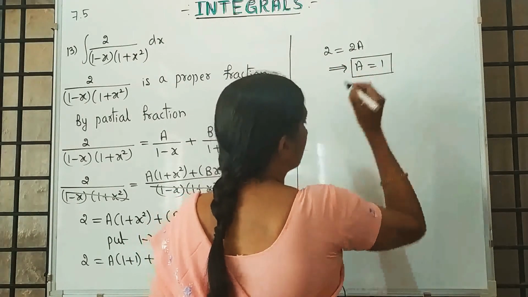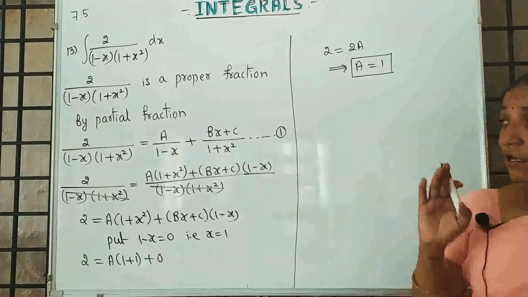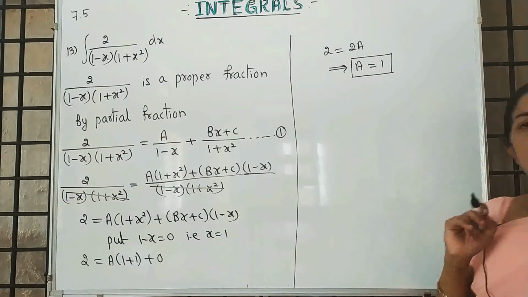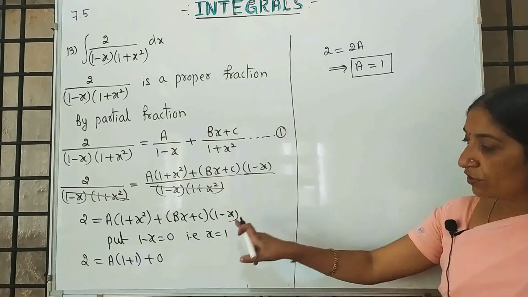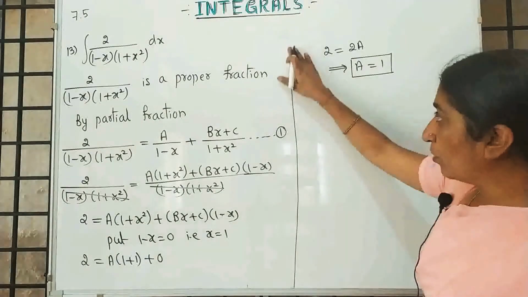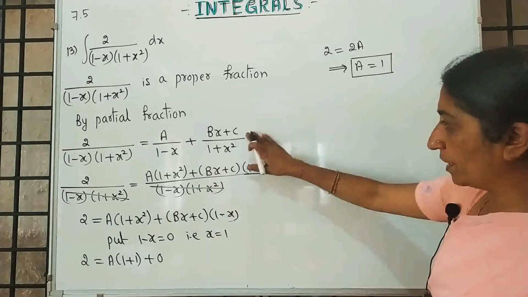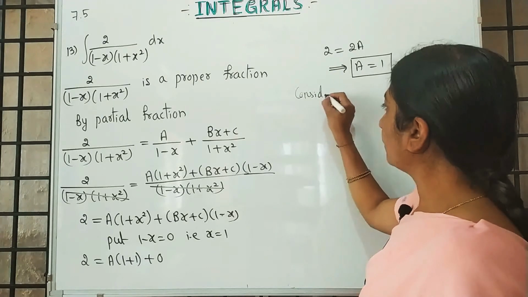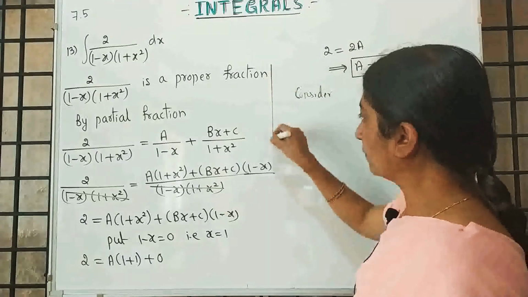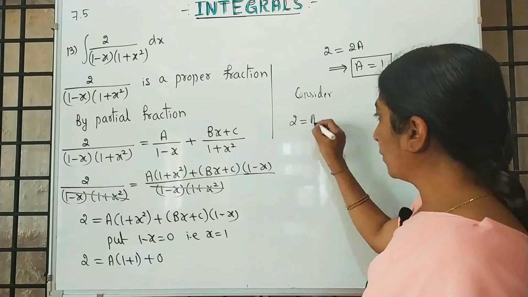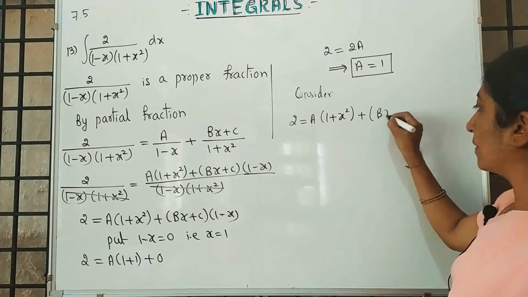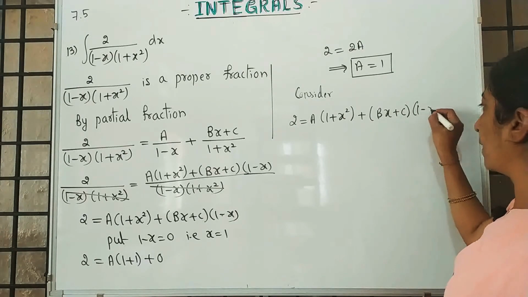See, we have three unknown values A, B, C, and we calculated only one, and we cannot go for another substitution. Why? We have only one linear factor. So write down this equation as it is. We cannot go for any substitution here. That's why I am writing, consider 2 is equal to A into (1 plus x square) plus (bx plus c) into (1 minus x).